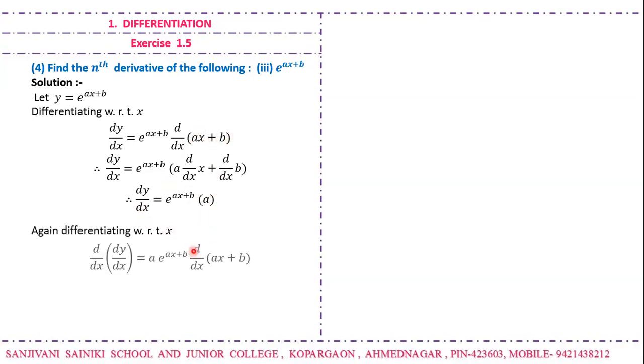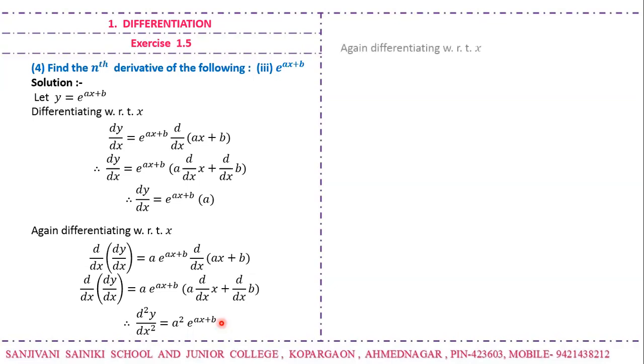Now again differentiate with respect to x. Now a is a constant, we can take it outside. So the derivative of e raised to f of x is e raised to f of x into f dash of x. The derivative of ax plus b is a times the derivative of x plus the derivative of b. b is a constant, its derivative is 0. So what we get? Only a. So first a, and again we are getting a. So a into a is a square. So d2y by dx square is a square e raised to ax plus b.